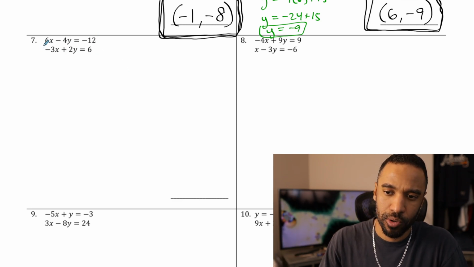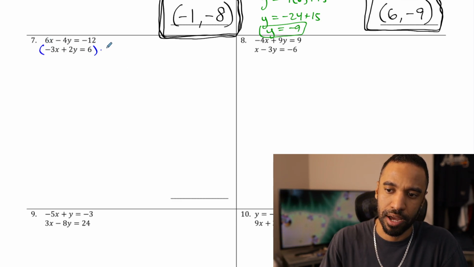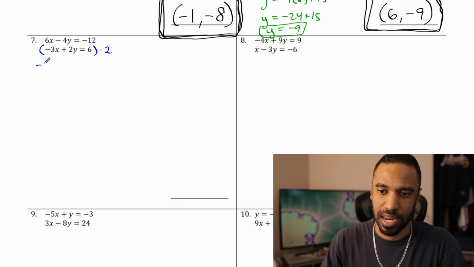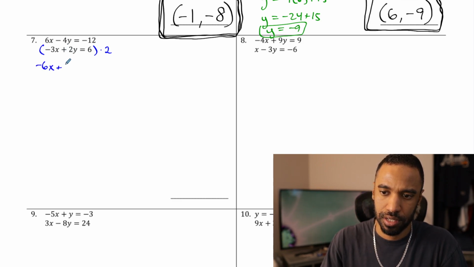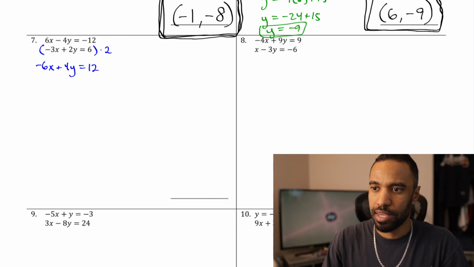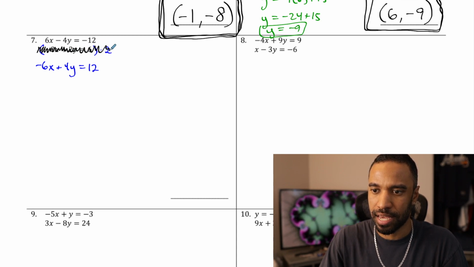So let's take that bottom equation, guys. Let's multiply everything by 2 on the bottom. And now I'm going to get a new equation that says negative 6x plus 4y equals 12 right there. So let me get rid of this middle equation because I'm going to add the top with the bottom to eliminate the x's here.